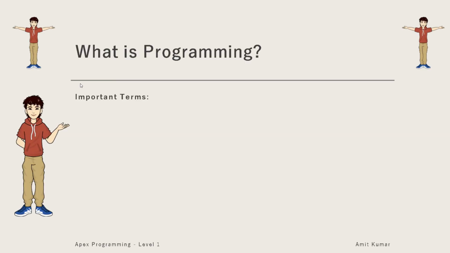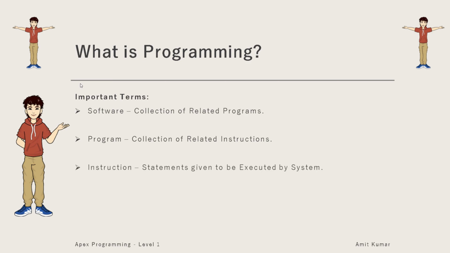Now, there are a few important terms that you should know. One of the key terms is software itself. We have now understood that software is nothing but a collection of related programs. A program is a collection of related instructions. An instruction is a statement or statements given to be executed by the computer system. And programming is the process of creating programs.